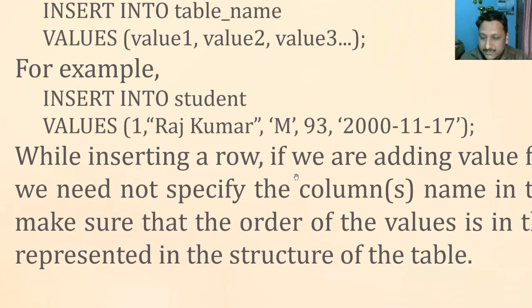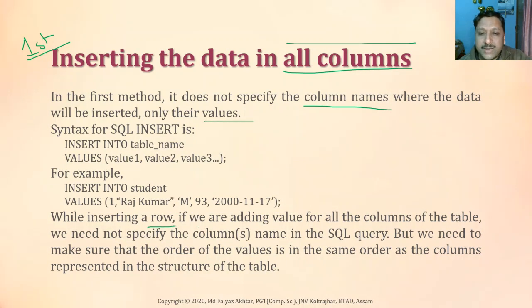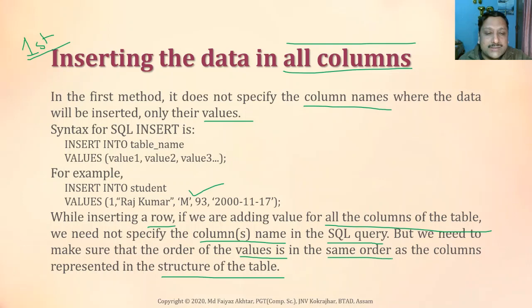Okay, now while inserting a row, if we are adding values for all the columns of the table, we need not specify the column names in the SQL query, but we need to make sure that the order of the values is in the same order as the columns represented in the structure of the table. Here only one thing we have to ensure, that the values, whatever values we have given here, must be in the same order as the columns available in the structure of the table. Okay.